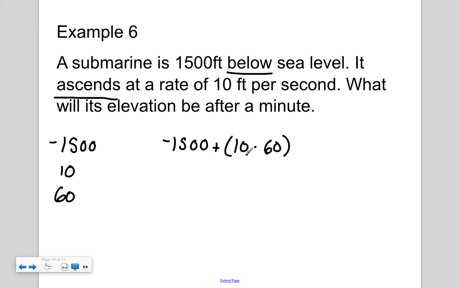So if I solve this problem, this is actually a 2-step problem. First thing I'm going to do is multiply 10 times 60. That's going to give me 600, plus negative 1,500. And when I add negative 1,500 plus 600, that's going to give me an elevation of negative 900 feet, which makes sense because they're rising, but they yet haven't reached the surface, so they're still underwater.